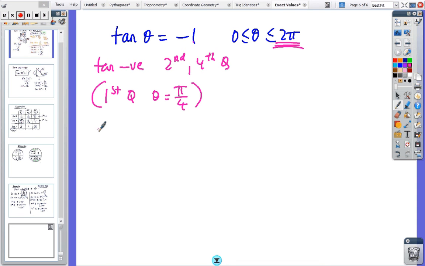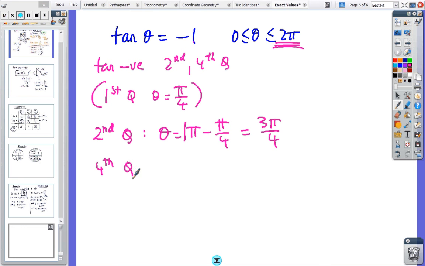So in the second quadrant, theta equals pi minus pi on 4. So you have a whole pi minus a quarter of a pi, which equals 3/4 of a pi. And in the fourth quadrant, theta equals 2 pi minus pi on 4. So if you have two pi and subtract a quarter, you have 1 and 3/4 pi, which is 7 pi on 4.